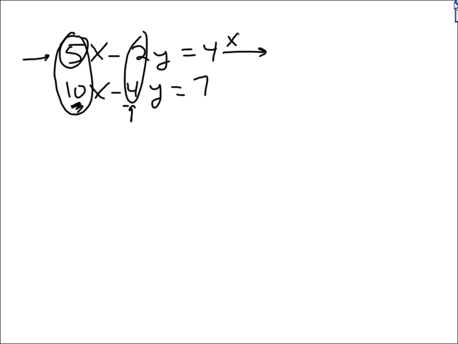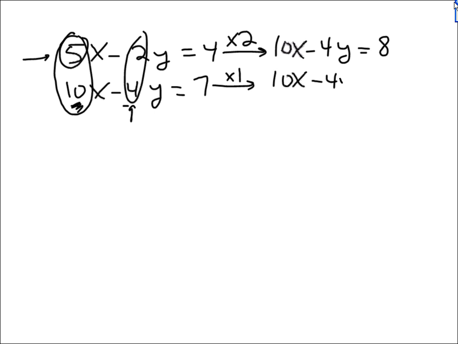5 times 2 is 10. So when I double the first equation, I get this. And I don't do anything to the second equation because I already have my 10x. Now please remember when you subtract the same things, you get 0. 10x minus 10x is 0. And negative 4y minus negative 4y is 0. Not only did the x's get eliminated, so did the y's.